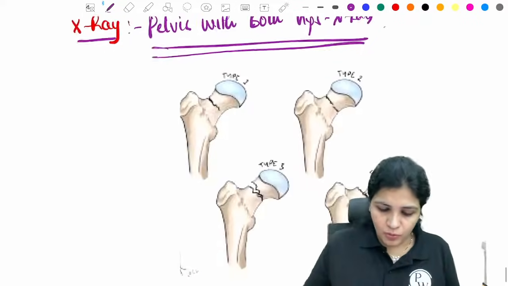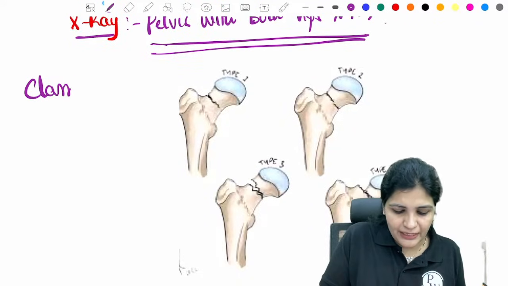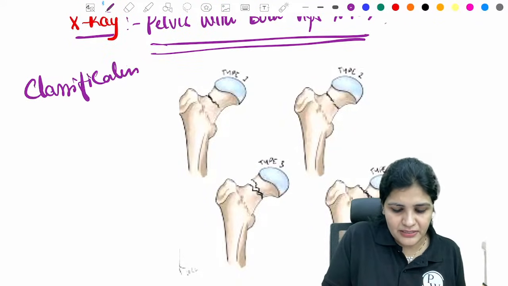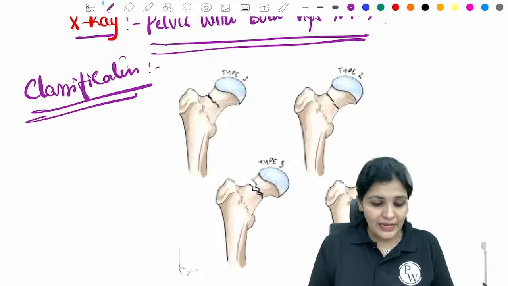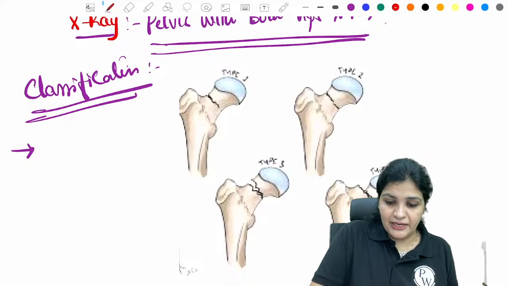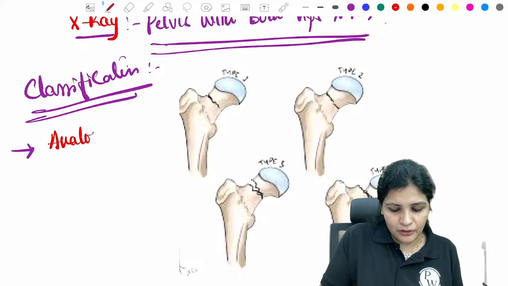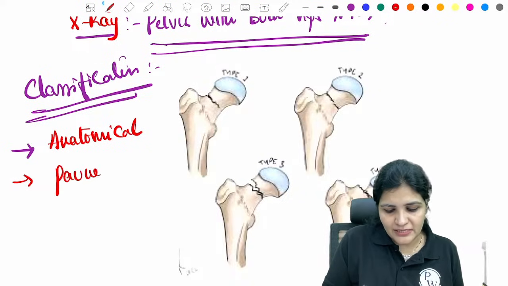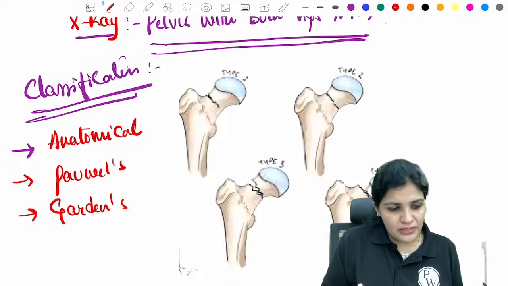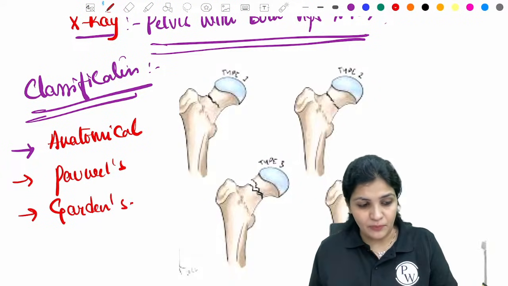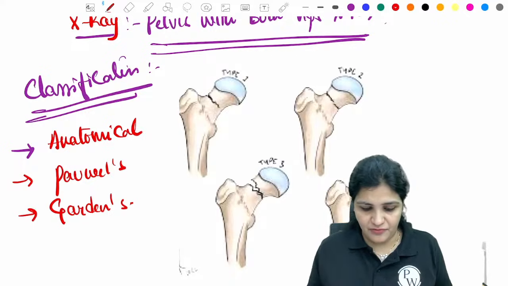And then what you do, the classification. So you will tell which type of fracture this is. So based upon the classification only we'll decide the treatment, right? So there are three types of classification in case of IC. The first one being your anatomical classification, the second one being your Powell's classification, and the third one being your Garden's classification. So these are three important classifications which are very, very important in case of your IC fracture.